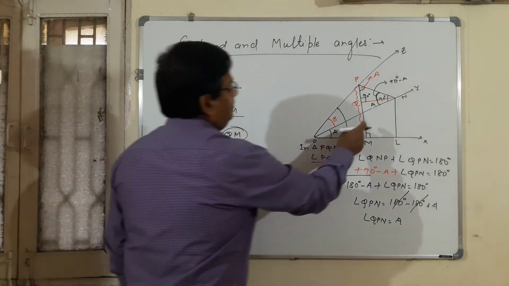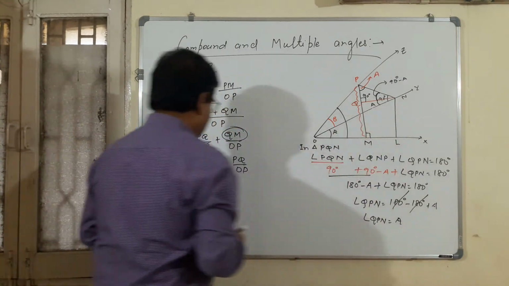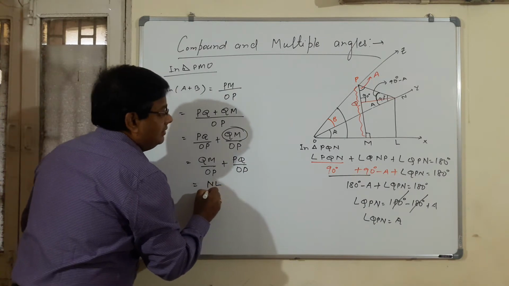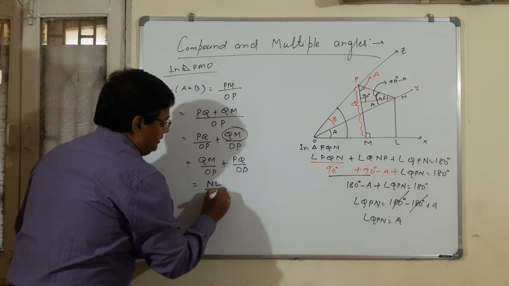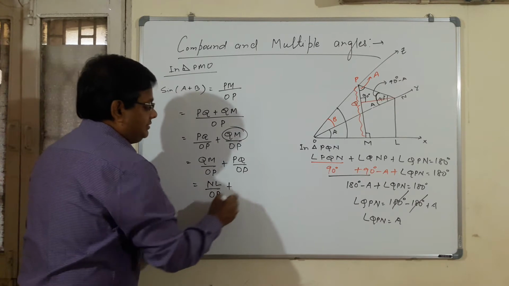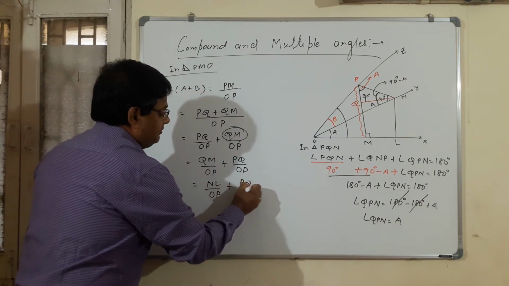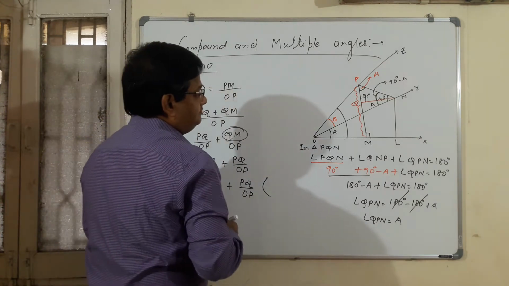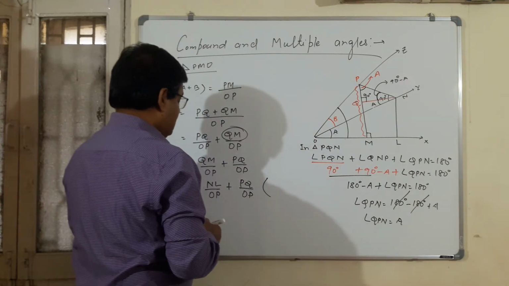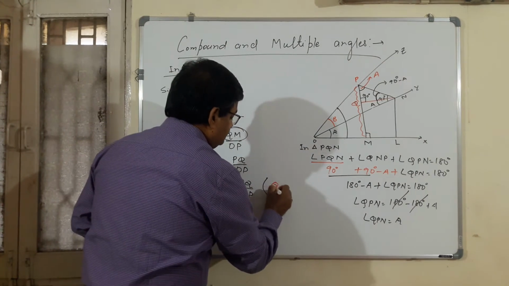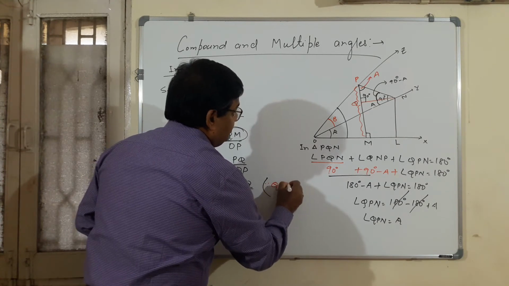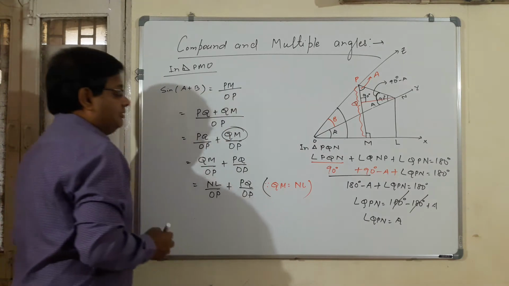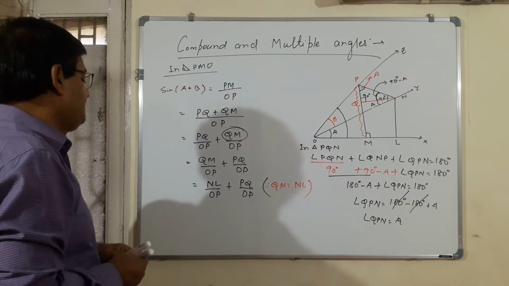So QM is equal to NL. NL divided by OP plus PQ divided by OP. Since QM is equal to NL.